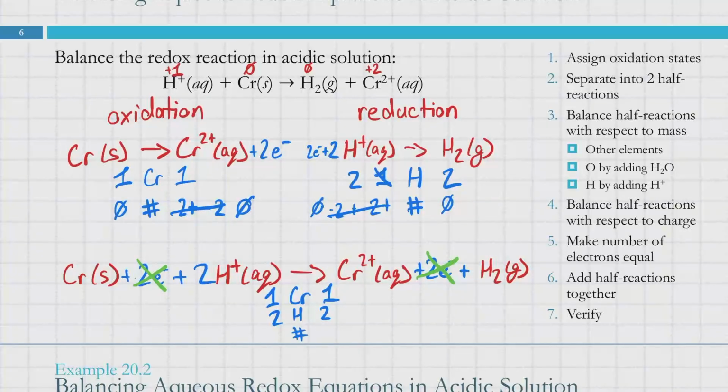Looking at our charge on the left, no charge from our chromium. 2 times the plus gives us a 2 plus on the left side. Our H2 doesn't contribute any charge. Our Cr2+ contributes 2 positive charge. So our charge is also balanced. And that's what we want to see. Everything should be equal on both sides.